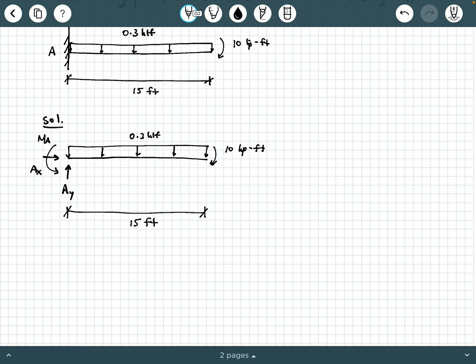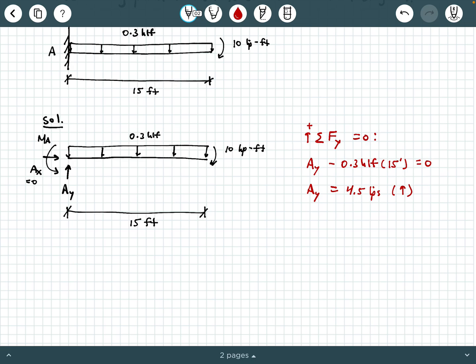So by observation, clearly AX is 0 because we have nothing applied in the X direction. Now I need AY and I need MA. So we're going to do this pretty quickly. Hopefully this will be a nice review of solving for externals. If I say sum of the forces in the Y direction equals 0, I can say AY minus 0.3 KLF times 15 feet equals 0. And so my AY ends up being 4.5 kips reacting upwards, all right?